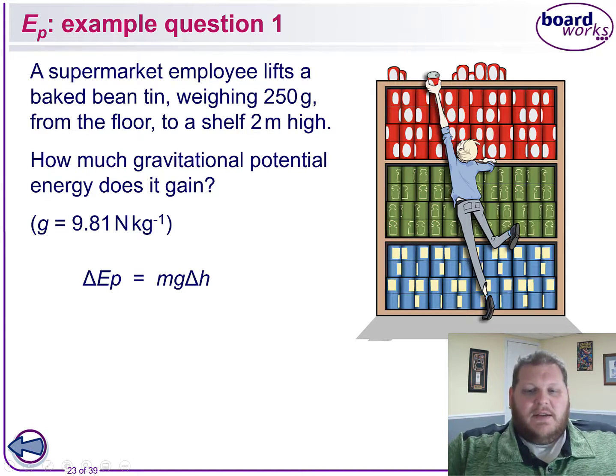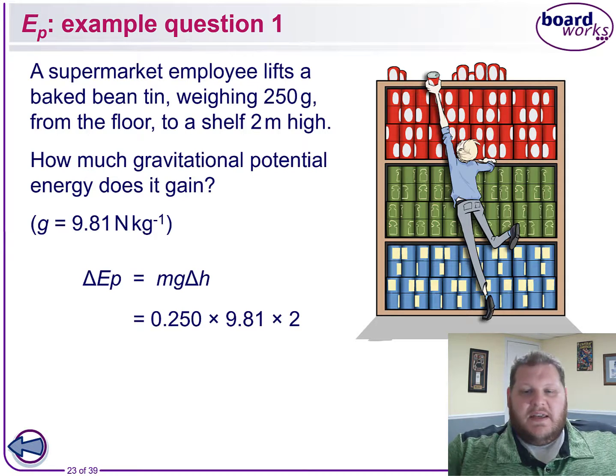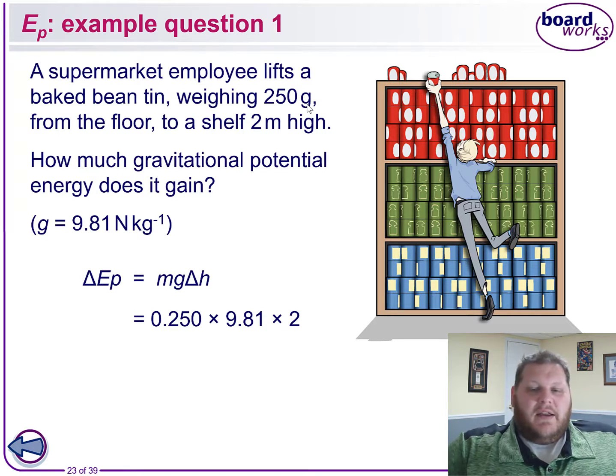We would be taking mass times gravity times the change in height. So in this case, our mass should be measured in kilograms. Since this was given in grams, we need to convert that into kilograms by moving it over 3 decimal places. So 0.25 kilograms. Our gravitational force, g, is 9.81. And then that change in height, we're gaining 2 meters. So that's why we're using a positive 2.